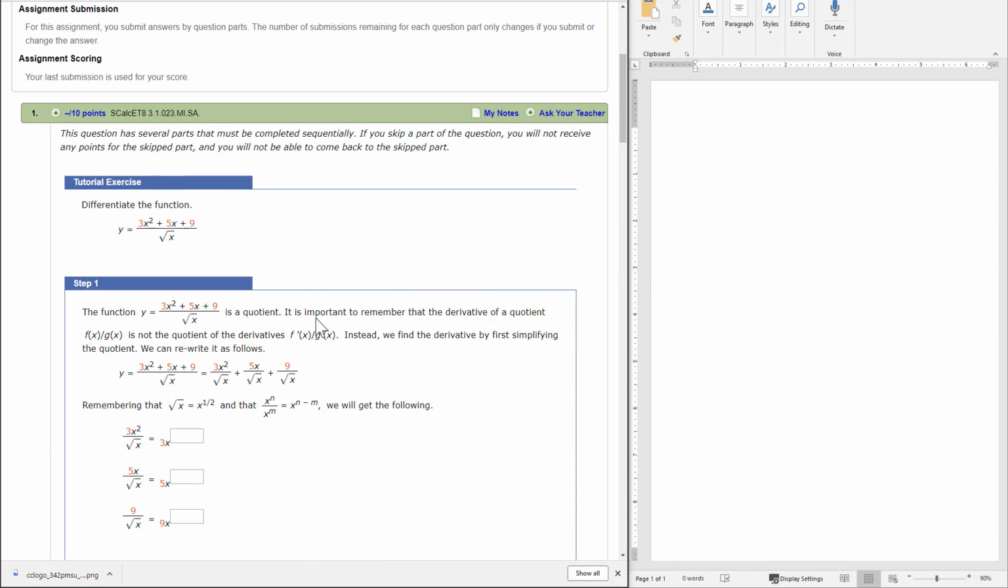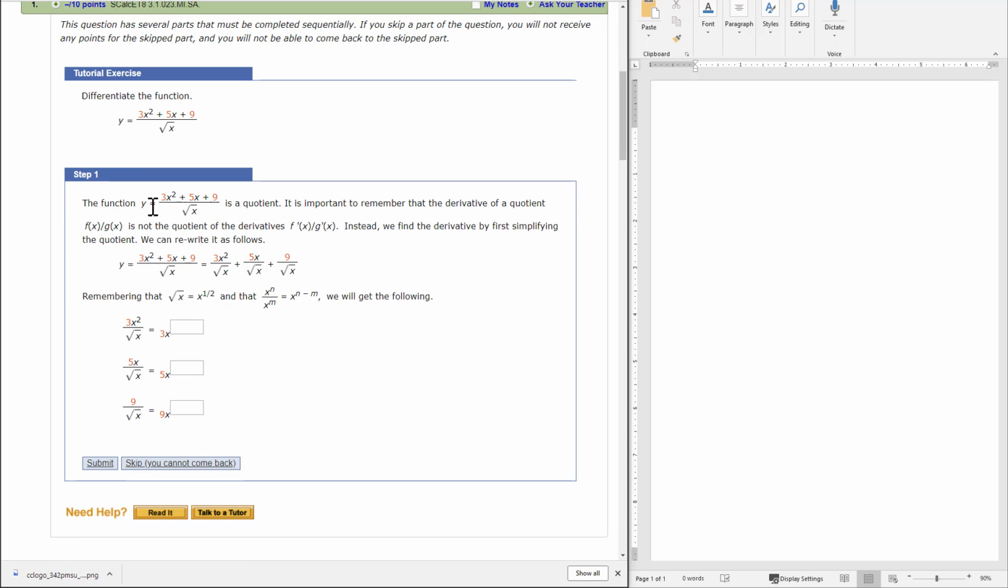This is a problem from one of your lab assignments in section 3.1. They want us to differentiate this function, y equals (3x squared plus 5x plus 9) all divided by the square root of x. Now this function is a quotient, and eventually there will be a quotient rule that we can use. But right now we want to see if we can do this problem without the quotient rule.